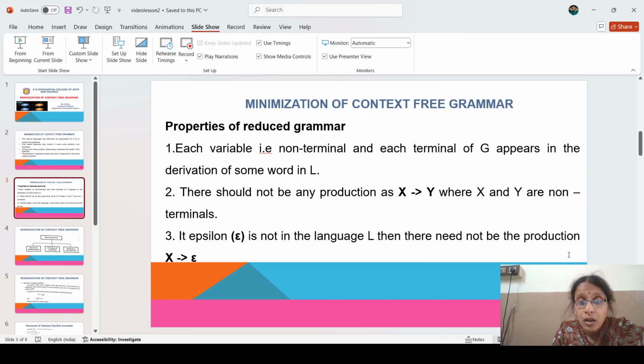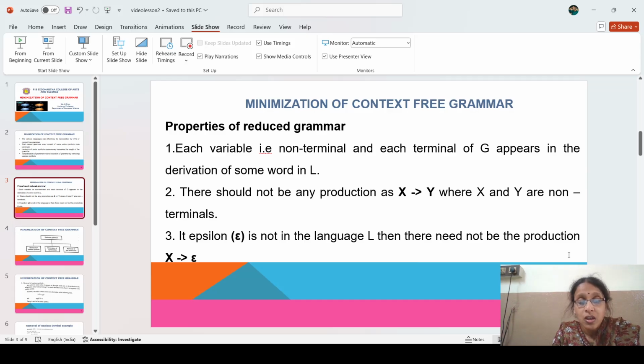For example, if on the left hand side we have the non-terminal X and on the right hand side we have the non-terminal Y, and the production is of the form X implies Y, meaning the left hand side consists of a non-terminal and the right hand side also consists of another non-terminal, then that type of production is not to be allowed. Those types of productions must be removed. That is another property. And the third property is if epsilon is not in the language, then there need not be the production X implies Y.